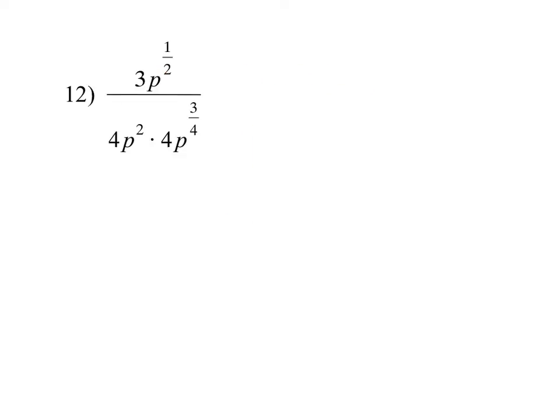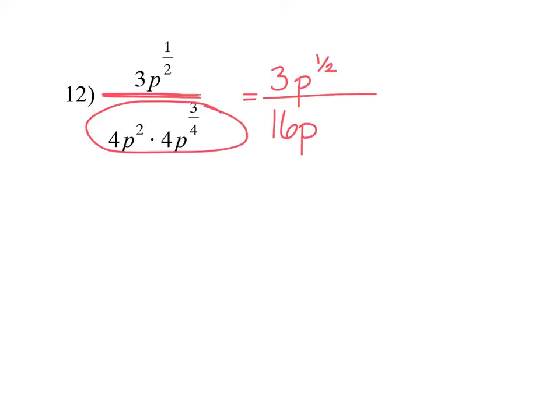All right, this one has a few things going on. Because this fraction bar is like the biggest thing going on, you have to do it last. So the first thing I need to do is take care of the bottom. I'm even going to do one step before that. I'm going to multiply those 4's together. So I've got 3p to the 1/2 over 16 p squared p to the 3/4.